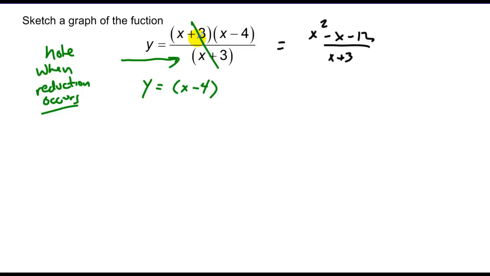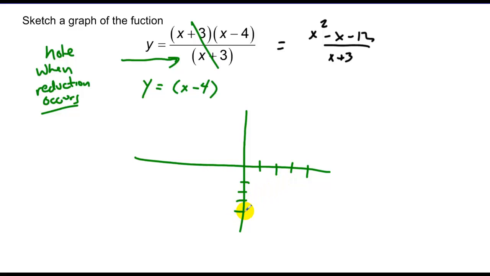It's not an asymptote because when we rewrite this equation, that x plus 3 is no longer in there, so you don't see it. It graphs actually like a line because what's left is y equals x minus 4, which is the equation of a line. So I go down 4 and then up 1 over 1.